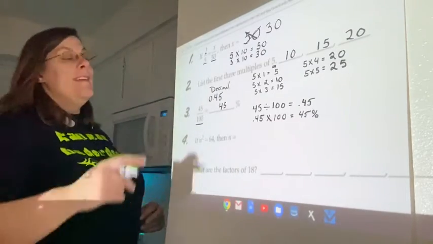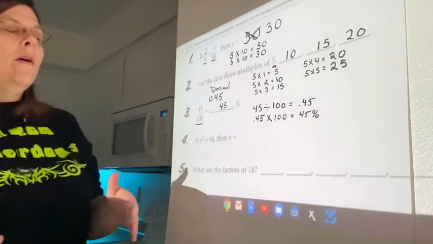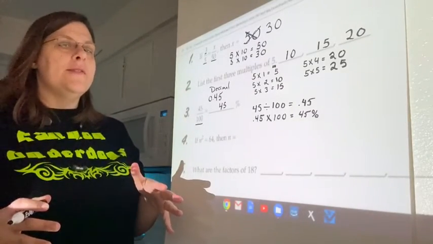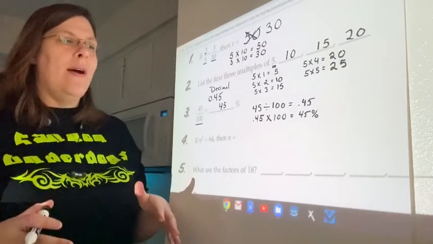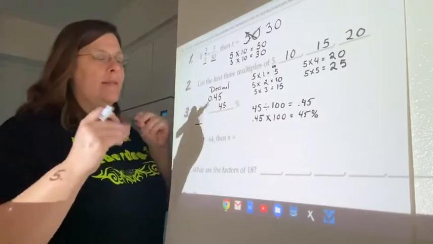Next, if n squared, we went over this problem earlier this week. Went over the exact same type of problem. Can you remember what we did? All right, I got an easy. This is an easy one.